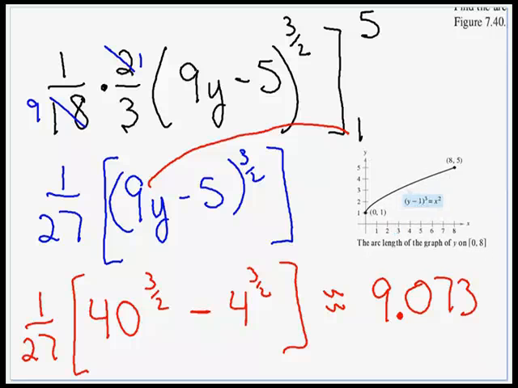Again, that is our arc length. How far is it from this point at (0,1) to this point at (8,5), traveling across our function? Pretty close to 9.073 units.